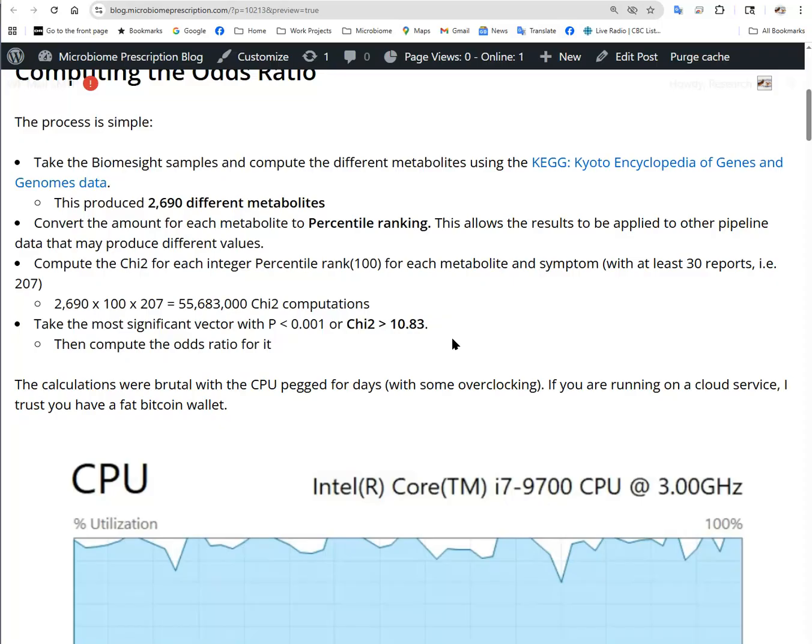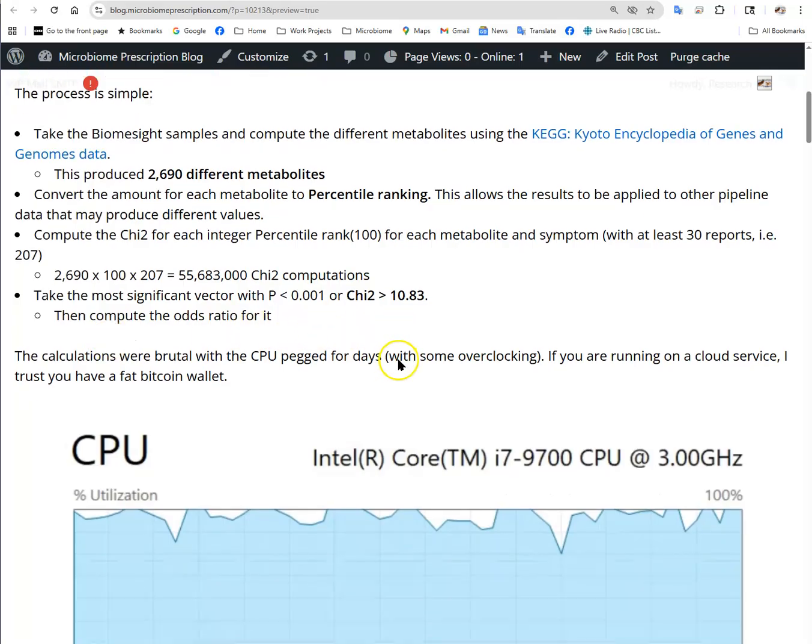The downloadable data is in chi-squared, because it was actually the easiest, laziest way of doing it. I'm a good developer. I'm lazy. And then if we get a significant chi-square, when we go look for the best chi-square for a particular metabolite for a particular symptom, we then compute the odds ratio for it.